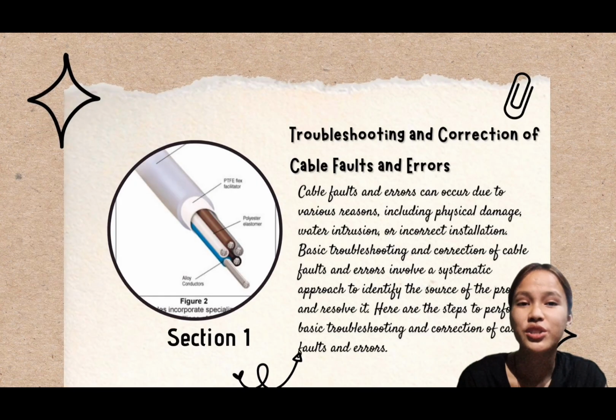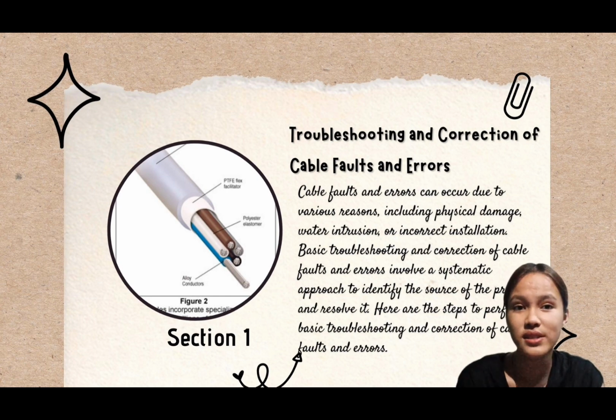Section 1. Troubleshooting and correction of cable faults and errors. Cable faults and errors can occur due to various reasons, including physical damage, water intrusion, or incorrect installation. Basic troubleshooting and correction of cable faults and errors involve a systematic approach to identify the source of the problem and resolve it. Here are the steps to perform basic troubleshooting and correction of cable faults and errors.